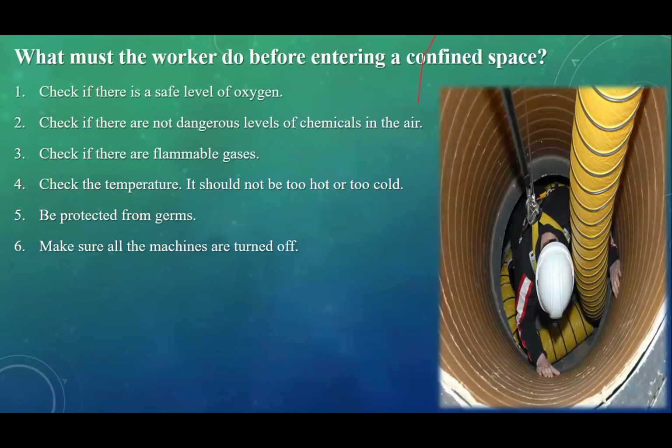What must the worker do before entering a confined space? So here we have the precautionary measures. Before entering a confined space, the worker must check if there is a safe level of oxygen, if there are not dangerous levels of chemicals in the air, and if there are flammable gases. Check the temperature. It should not be too hot or too cold. Be protected from germs. Make sure all the machines are turned off.